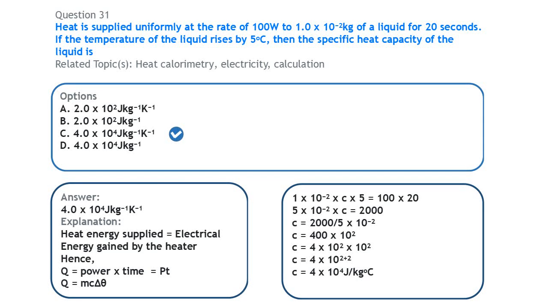It could also be in per Kelvin. This doesn't change anything. There's no need for conversion here, because the Celsius scale and the Kelvin scale have the same interval. So whether you are writing this as joules per kilogram per degree Celsius or as joules per kilogram per Kelvin, as you have in the option, it is the same thing. So we have 4 times 10 raised to the power 4 joules per kilogram per Kelvin. Note the unit here, joules per kilogram per Kelvin.